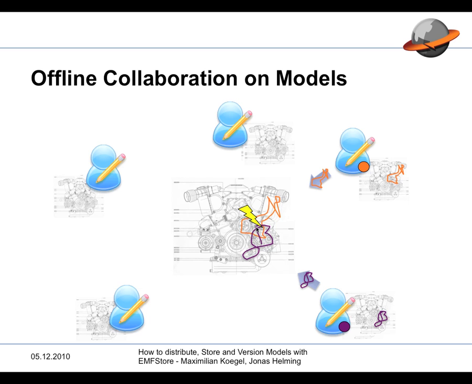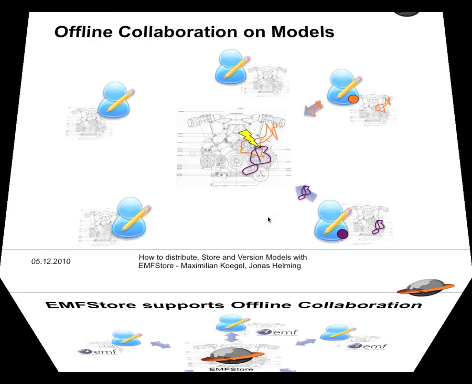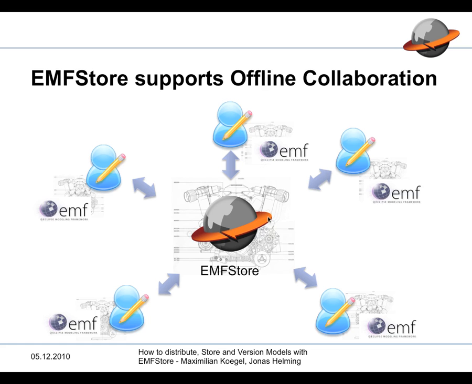Now the problem with offline collaboration is that from time to time it might happen that the developers push in overlapping changes, which is a conflict. And in order to resolve that conflict, we need to do merging. This is already very well done for code, and EMFStore supports that very well for models. So EMFStore supports offline collaboration. Everyone can check out his or her model and then resynchronize with the repository, which is the EMFStore.